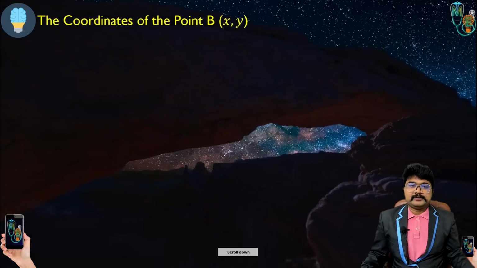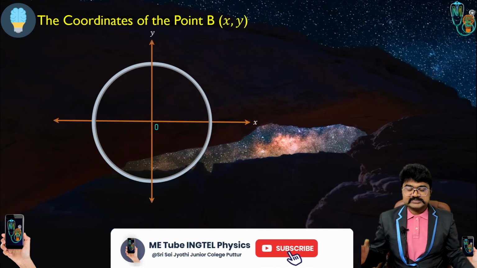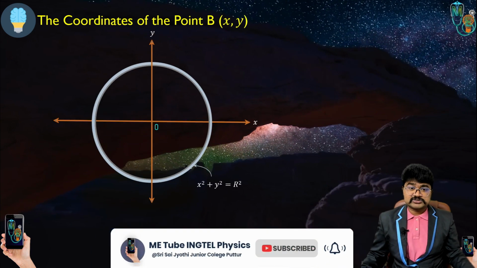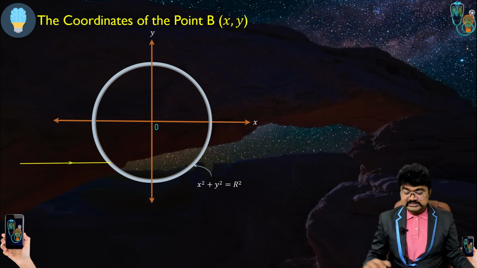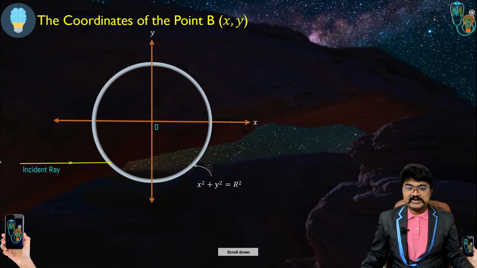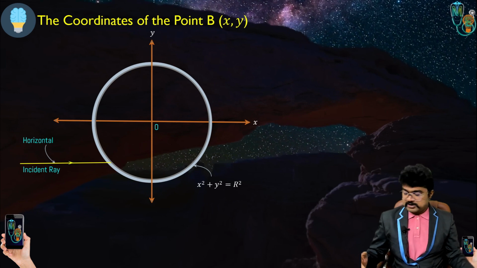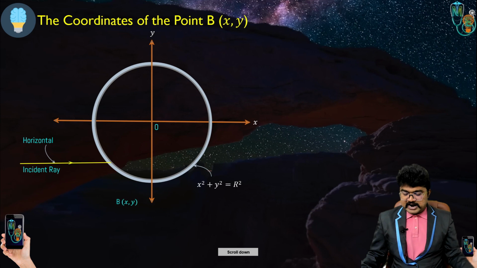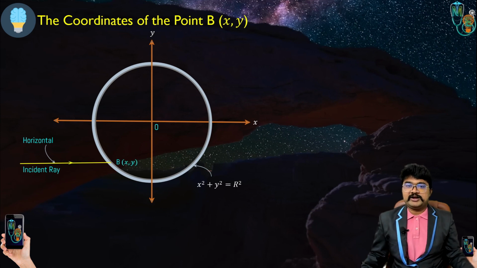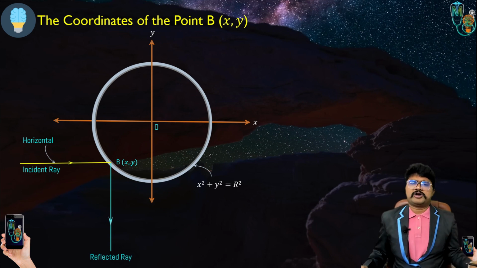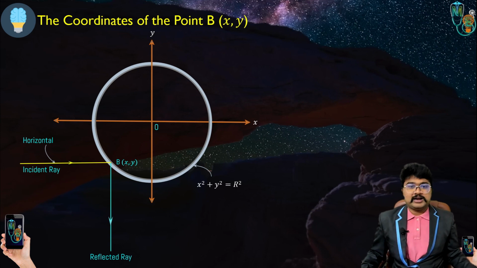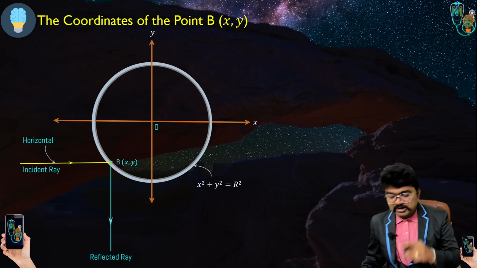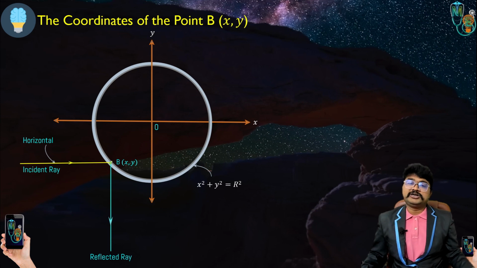See here, they are asking the coordinates of the point B. Circle x square plus y square equal to r square. Here P is the point of incidence, the incident ray is horizontal, and B is the point at which the incident ray is incident on the circle. After the reflection, the reflected ray is vertical. Similar to the last problem, now we need to draw the normal at this particular point, the normal passing through the center of the circle.